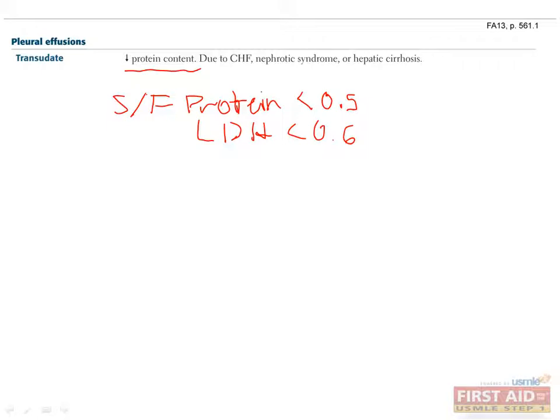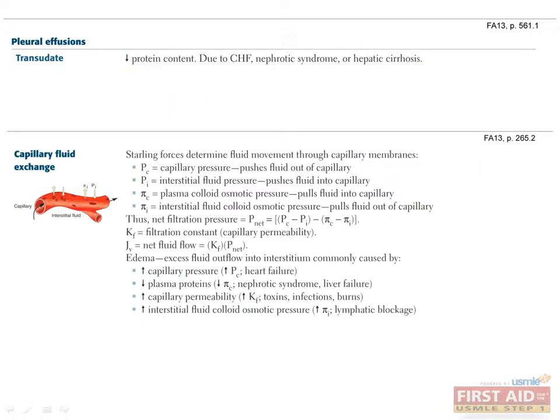What's the physiologic mechanism for transudative pleural effusions? They happen when either the transcapillary pressure gradient is increased or the serum protein content, and thus the oncotic pressure, is decreased, such as in congestive heart failure, nephrotic syndrome, and hepatic cirrhosis. You can go back to the capillary fluid exchange fact on page 265 for a quick review of Starling forces.